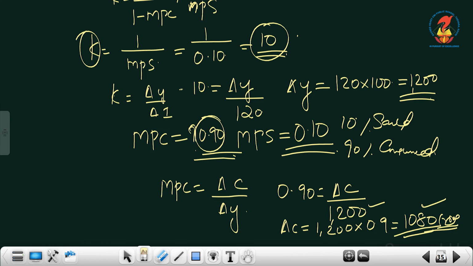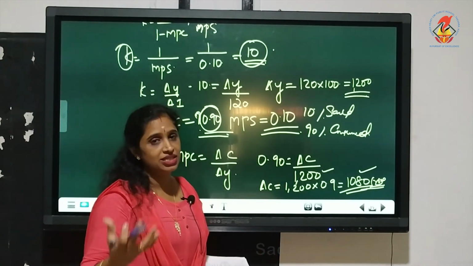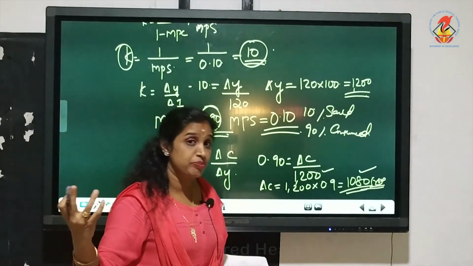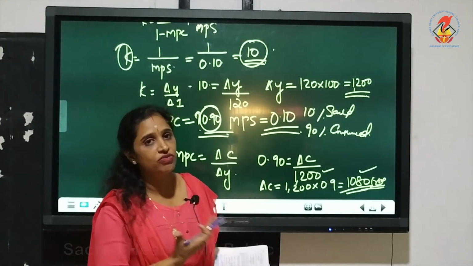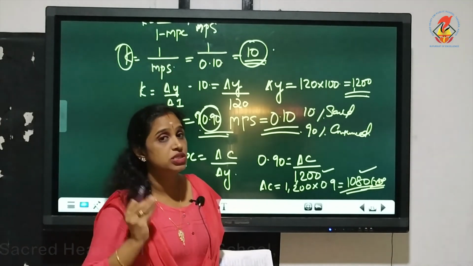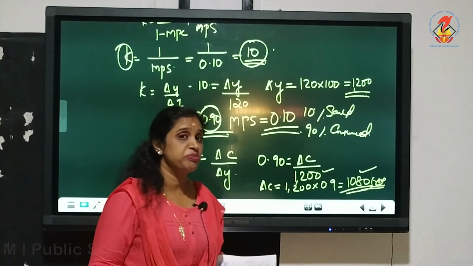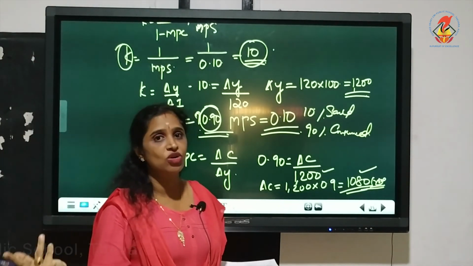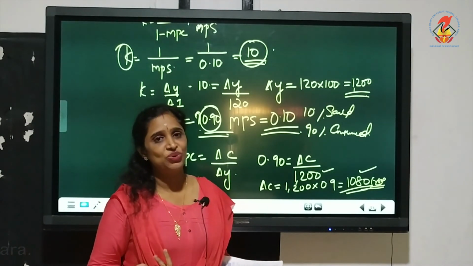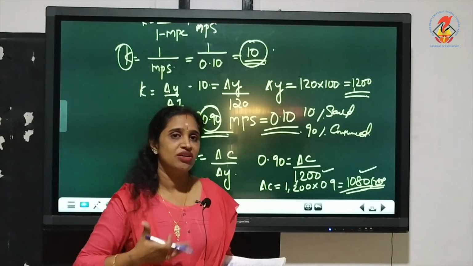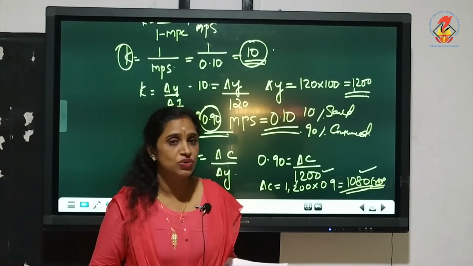From the equation of MPC you can find delta C, or by using delta S is equal to delta Y minus delta C, from that equation also you can find delta C. Here we don't have that value, therefore we are finding it from MPC. How did you find MPC here? Because you know MPS is 0.10, so definitely MPC will be 0.90. 90% of the additional income will be consumed. So think in that way, it will be very easy for you. So 0.90 is the MPC.